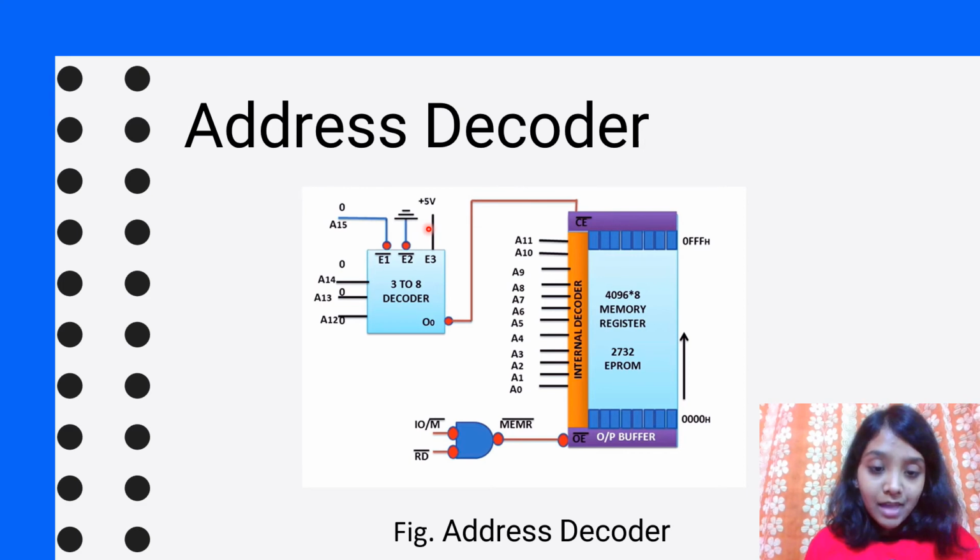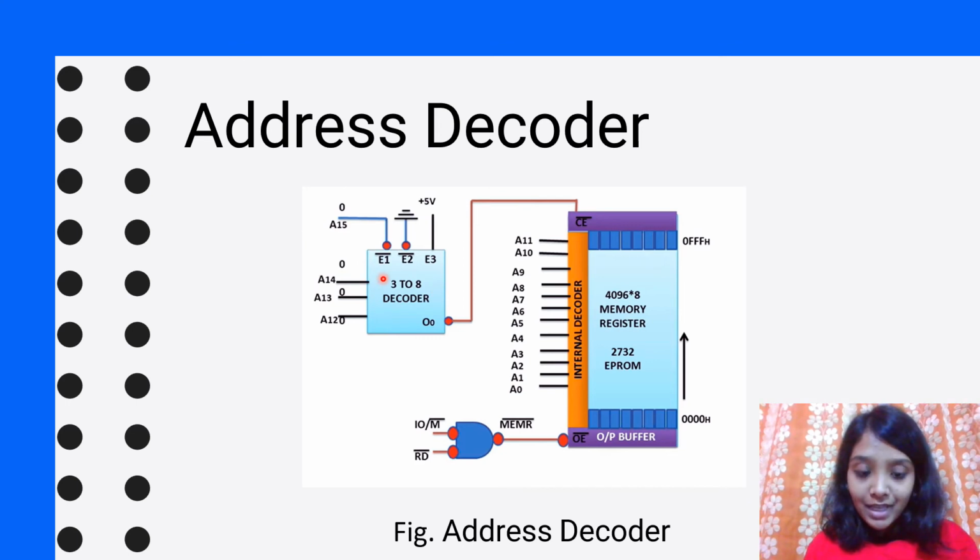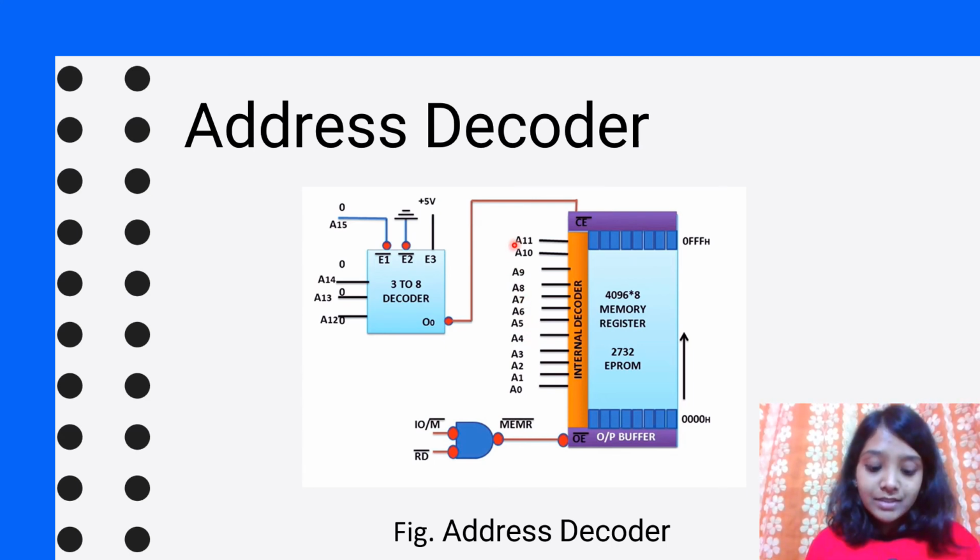So here I'm talking about the working of this. When all the enable lines are 0, it enables the memory chip, that is CE bar, which is present in the 2732 EEPROM, 4096 into 8 memory registers. This device again consists of an internal decoder having 12 address buses, that is A0, A1, A2, A3 up to A11. The value of these buses are 1.